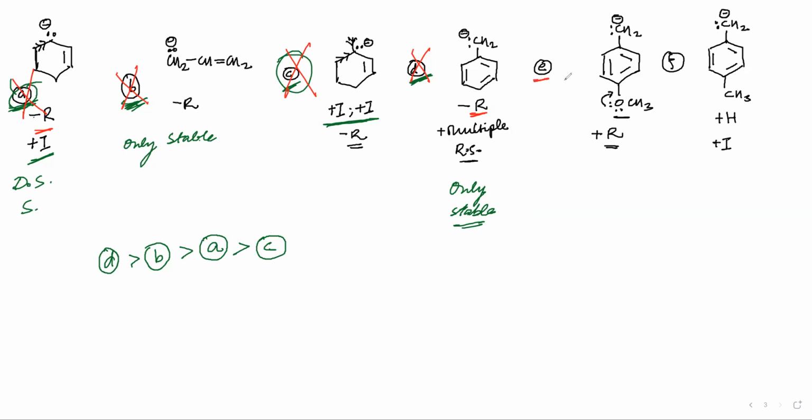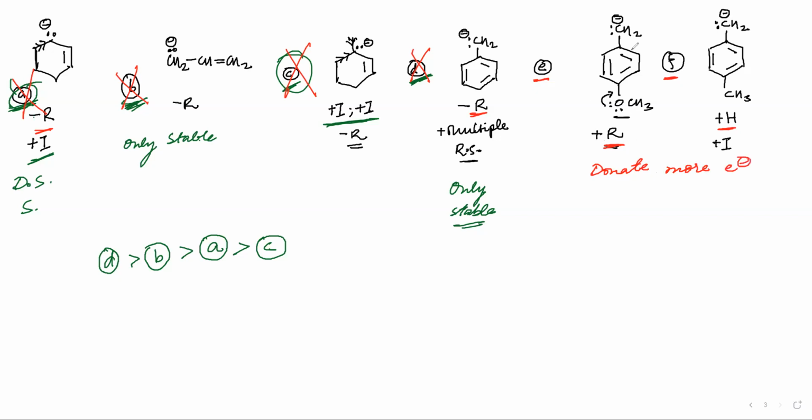Now we are remaining with E and F. In these two, we have to see which has the least destabilizing effect. Now you will tell me, this is plus R and this is plus H. If there is a competition between plus R and plus H, which one will donate more electrons? Plus R will donate more, okay, fine.